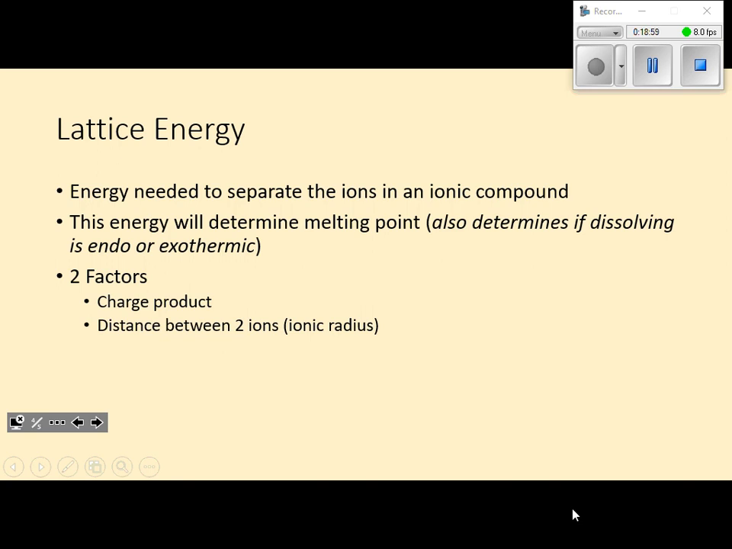Remember when I was holding up the models, bigger models would have more space in between them. Well, if there's a greater space between ions, it should be easier to pull them apart. Smaller space between things should be harder to pull them apart because they're closer together. And when you have two things that are attracted to each other that are closer together, it's harder to pull them apart.